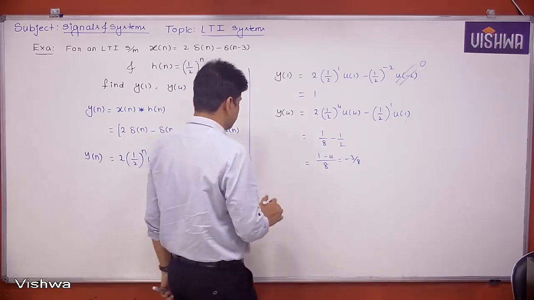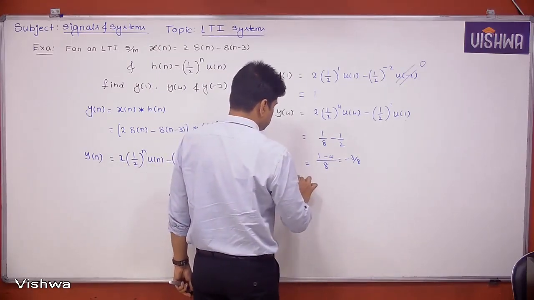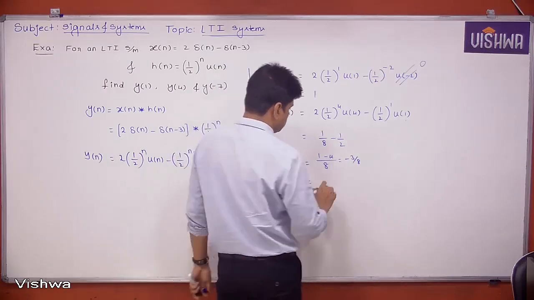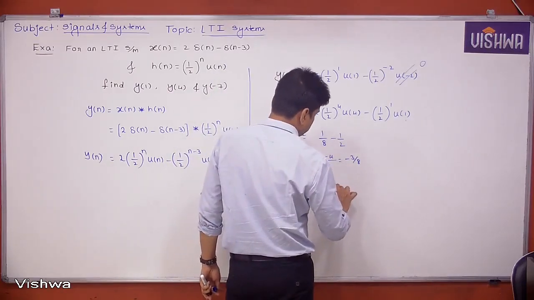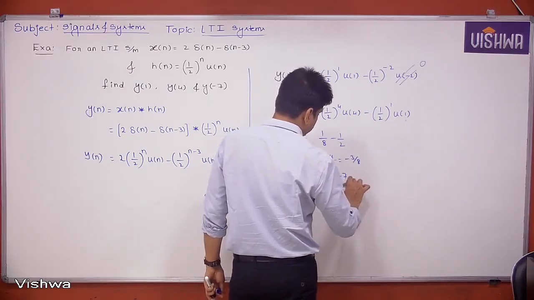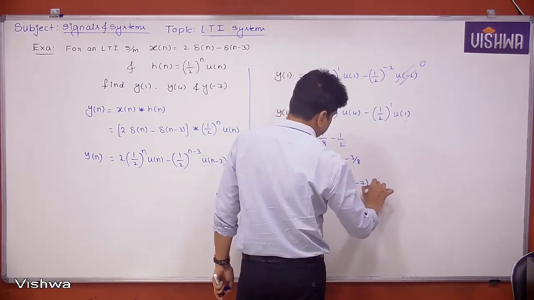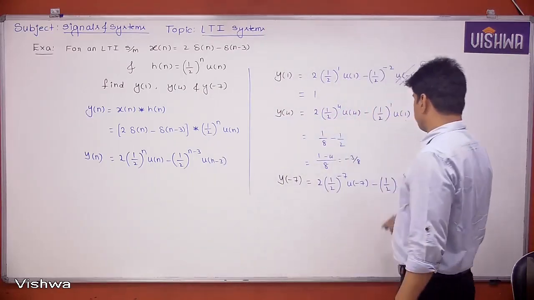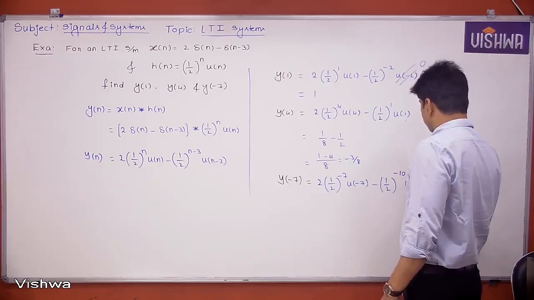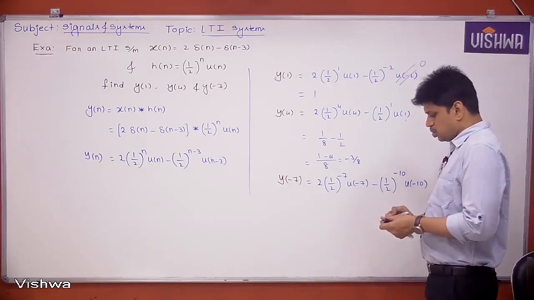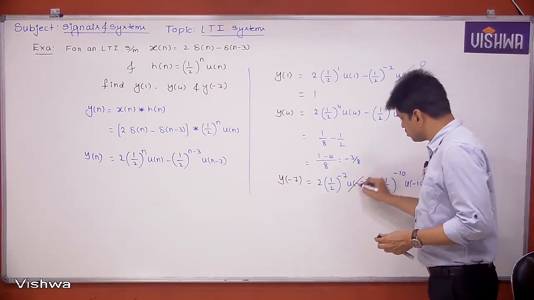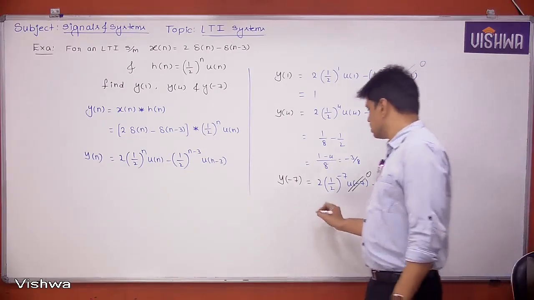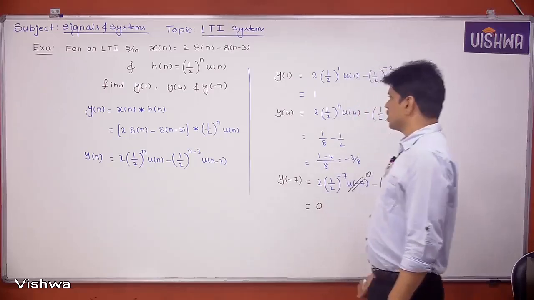Next, if I take y[-7], then 2 into (1/2)^(-7) u[-7] minus (1/2)^(-7-3), that is minus 10, u[-10]. We know u[-7] value is 0 and u[-10] is also 0. So finally the answer is 0. Okay, take it.